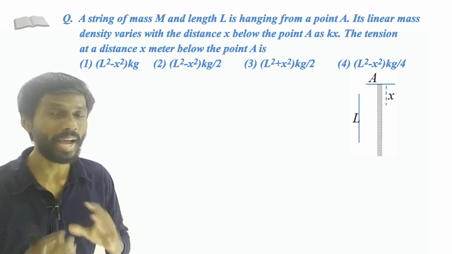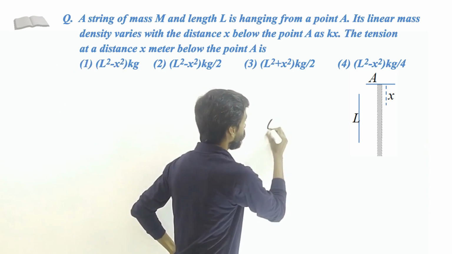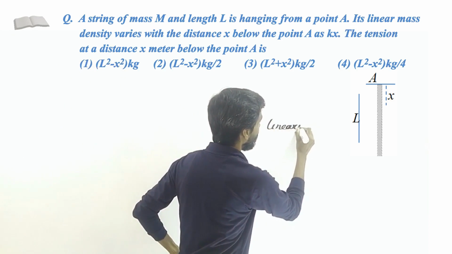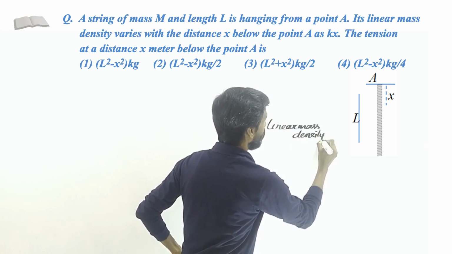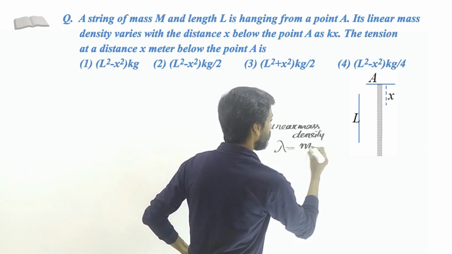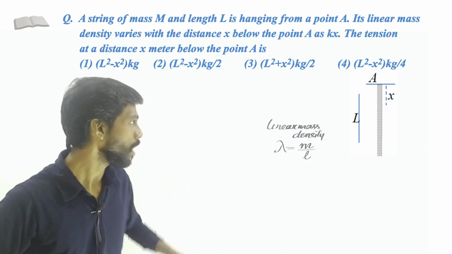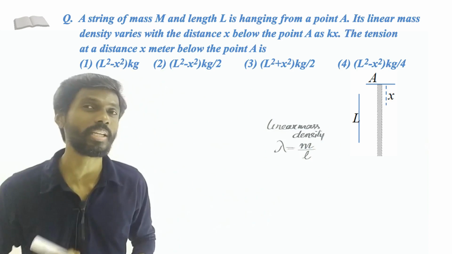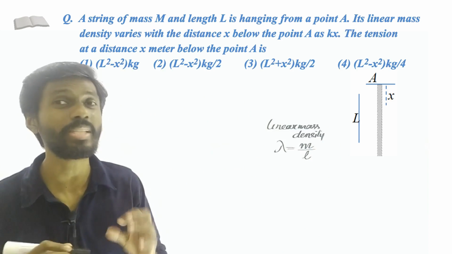What is the relation between mass and the linear mass density? We have the formula, right? So this is linear mass density. Lambda, linear mass density, equals the mass of the object divided by the length, right? Mass divided by the length, that is the linear mass density. But this lambda is not a constant here, right? So obviously for questions of this type we have to use integration, right?